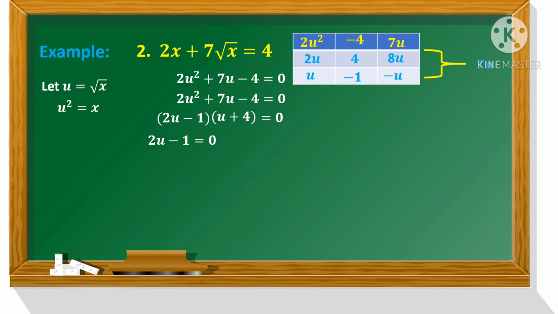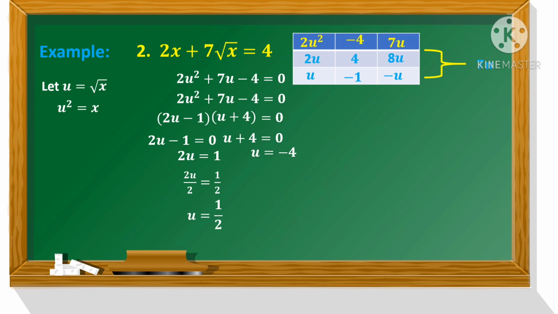Then equate each factor to 0. So you have 2u minus 1 equals 0 and u plus 4 equals 0. Then we solve for u. So the first equation, we transpose negative 1 to the right side. So it will become 2u equals 1. Divide both sides by 2. So our u is 1 half. Then the other equation, u plus 4 equals 0. We transpose positive 4 to the right side. It will become negative 4. So the values of u are 1 half and negative 4.